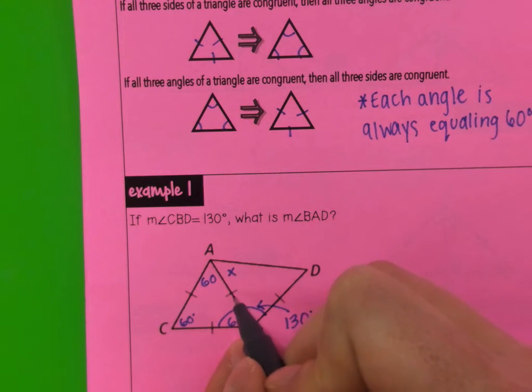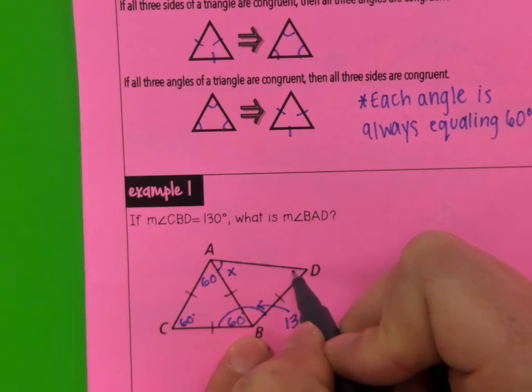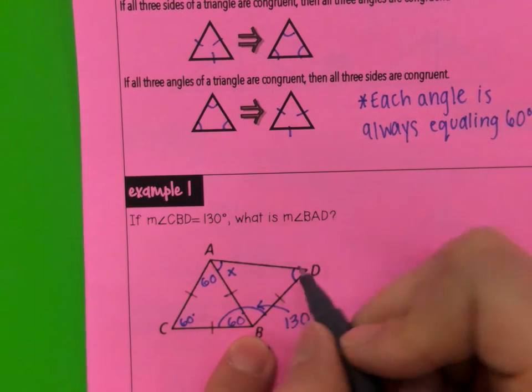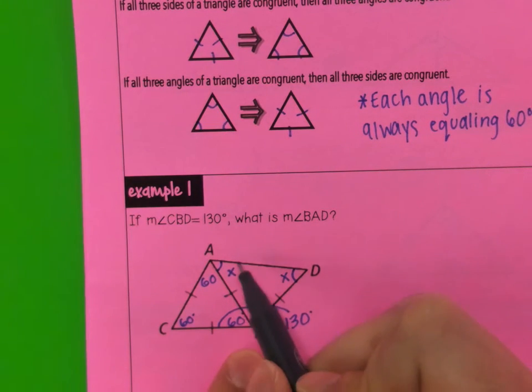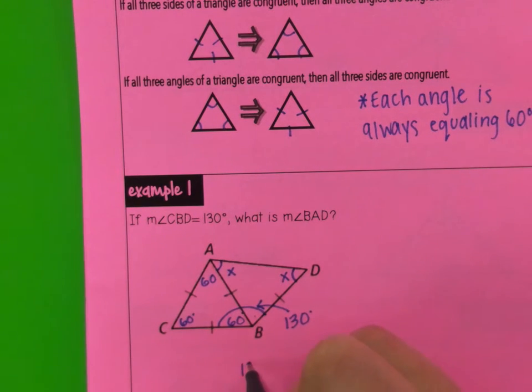Notice this side is an isosceles triangle. So it's got those two tick marks, meaning that these are going to be congruent. So if that's X, this is also X. In order to solve for that, we have to know what this other angle right here is. So we have to do 130 minus 60, and that gives us 70.